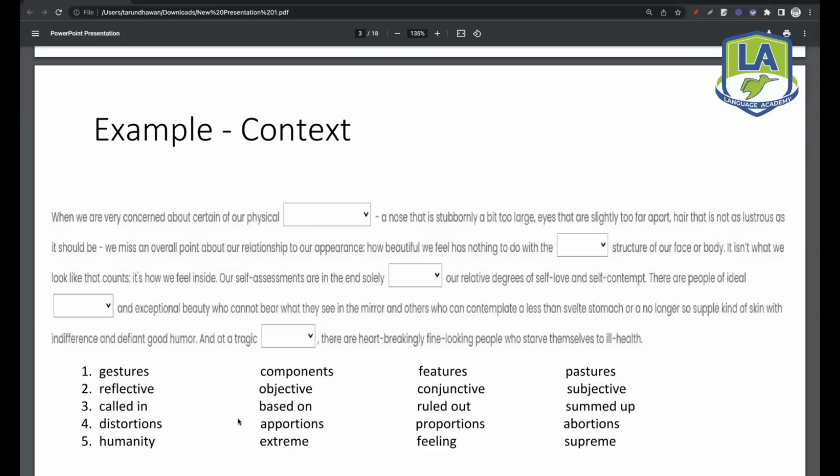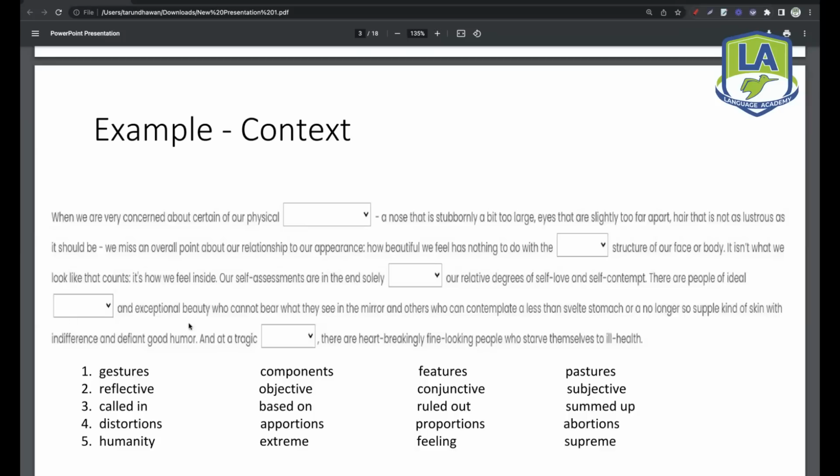How do we know this is the case? Even the next sentence, which is a complete sentence, gives us a hint: "It isn't what we look like that counts. It's how we feel inside." So the next complete sentence was actually a hint that the previous answer is that our features don't matter. It's the feeling that matters. So these two things we discussed earlier, reading till the full stop and not skipping the non-blank questions, also help us as a hint.